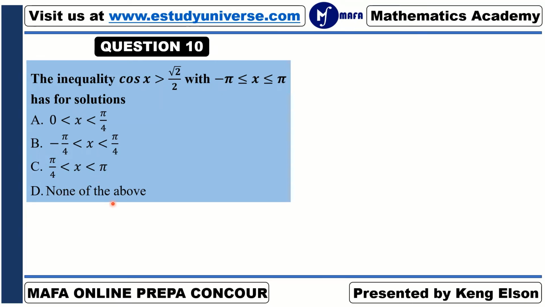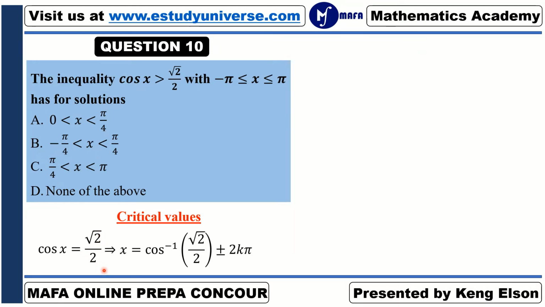Okay, so to always solve inequalities, we start by finding the critical values if possible. So here we have a trigonometric inequality. So we need to first of all find the critical values. And the critical values are the points of intersection of the cosine function and the function root 2 on 2.